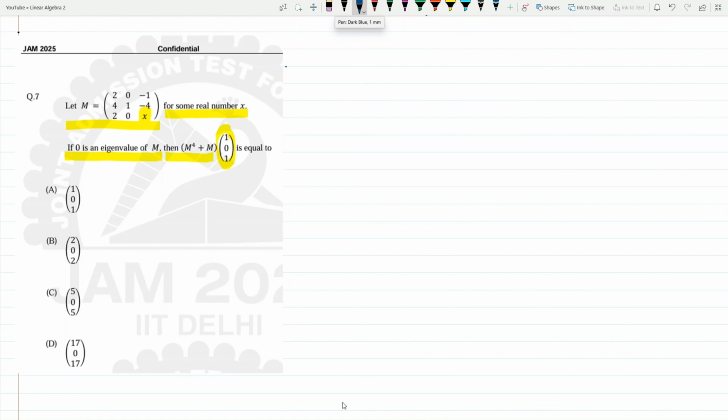First of all, we are going to use the fact that 0 is an eigenvalue of M. Since the order of the matrix M is 3 by 3, M will have 3 eigenvalues. Let me call them lambda 1, lambda 2 and lambda 3. By the properties of eigenvalues, the product of the eigenvalues is equal to the determinant of matrix M, that is lambda 1 times lambda 2 times lambda 3 is equal to determinant of M. Now suppose lambda 1 is equal to 0, then the entire left hand side will become 0 and we will get the determinant of M is equal to 0. Let us evaluate the determinant of M. It will be an expression in the unknown x.